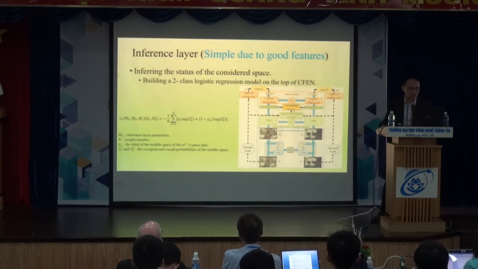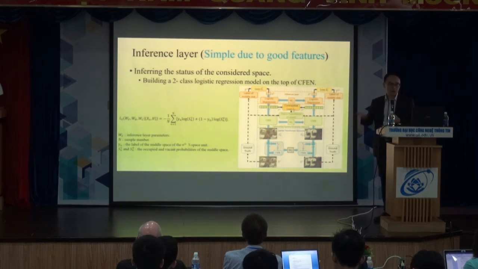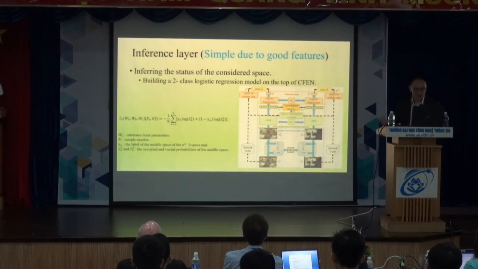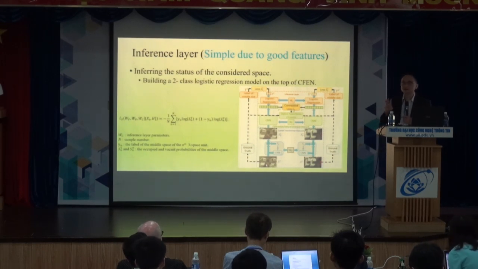You just need to build up, like our case, a two-class logistic regression, not even a support vector machine, or you can use a linear support vector machine, a very simple version, and you can get a result. So let me review again. Every time we do training, we give a pair of training data. Every data covers three spaces.